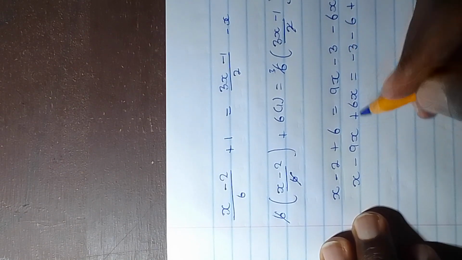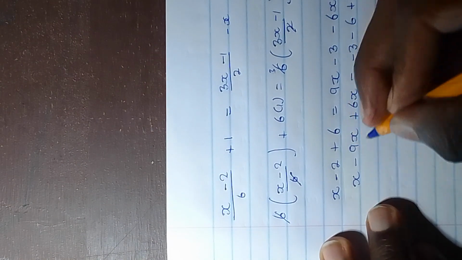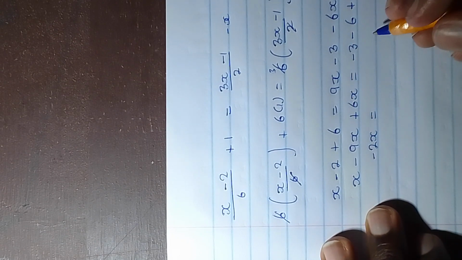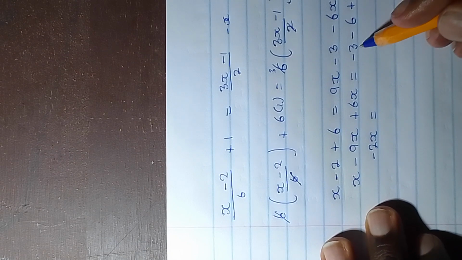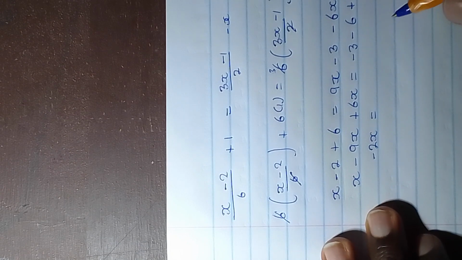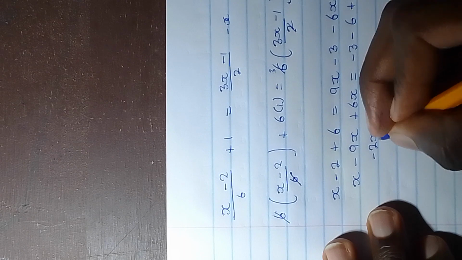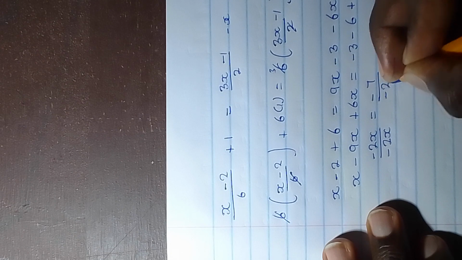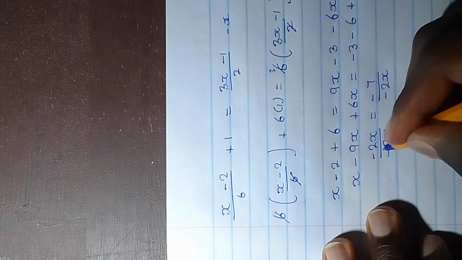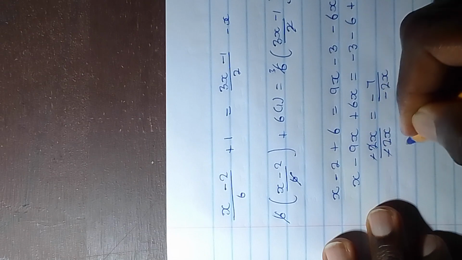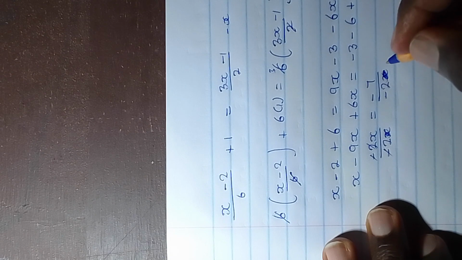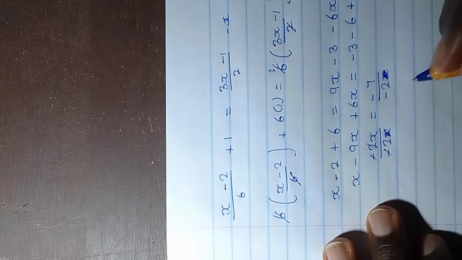Then we add them, x minus 9x, which is negative 8x, negative 8x plus 6, which is negative 2x, equals negative 3 minus 6, which is negative 9, negative 9 plus 2, which is negative 7. Then we divide the whole equation by what? By negative 2, in order to make x the subject of the formula.